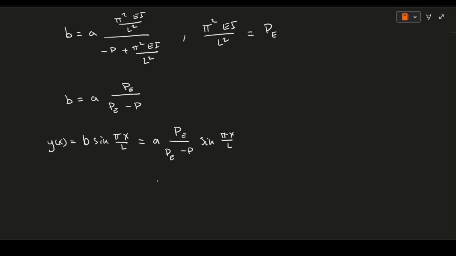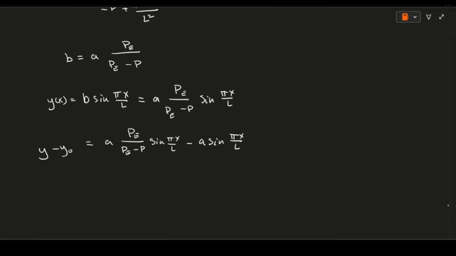Okay. If we now take y minus y naught, that is equal to a P_E over P_E minus P sine pi x over L minus a sine pi x over L. We get that a times P_E over P_E minus P minus 1, all this times sine pi x over L.